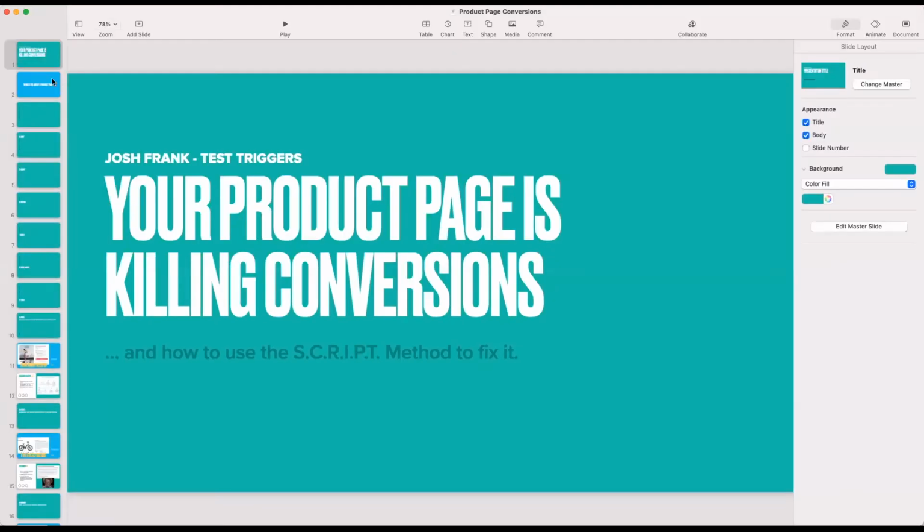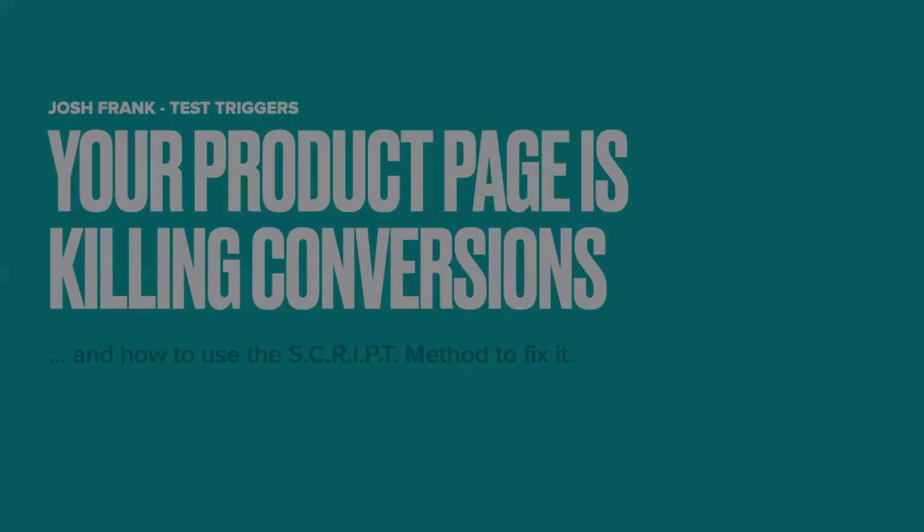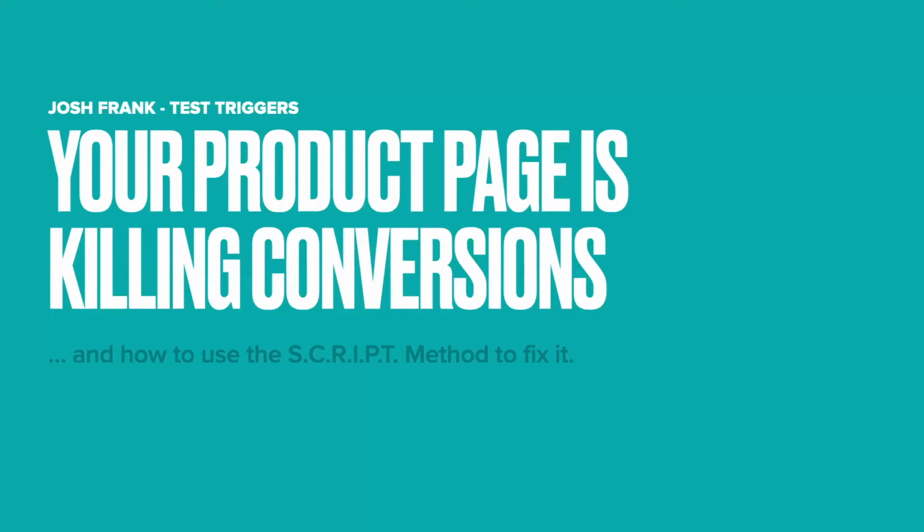So Josh Frank from Test Triggers. Test Triggers is a conversion optimization agency. As I get this playing for everyone, we work with e-commerce brands to improve their conversion rates, largely through A/B testing. Today we're going to talk about product pages and specifically how to improve your product page, how to get more conversions, and how we at Test Triggers use something we came up with called the script method to fix those product pages.